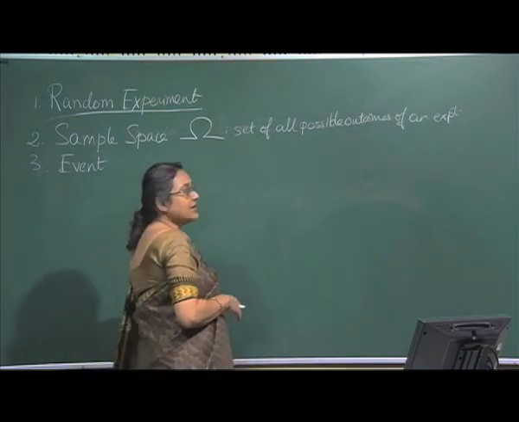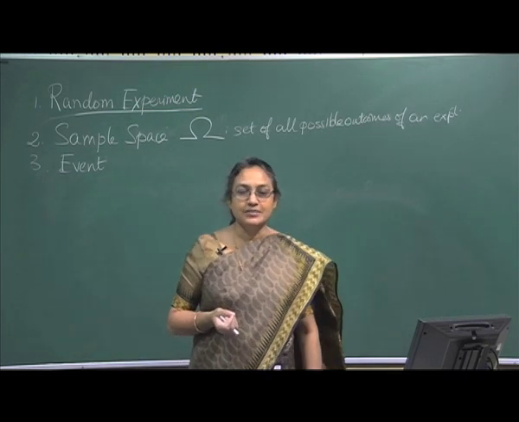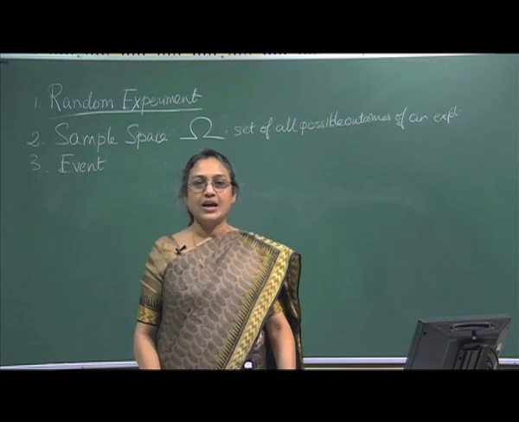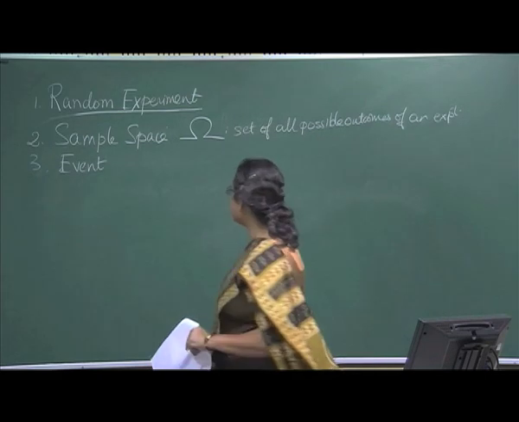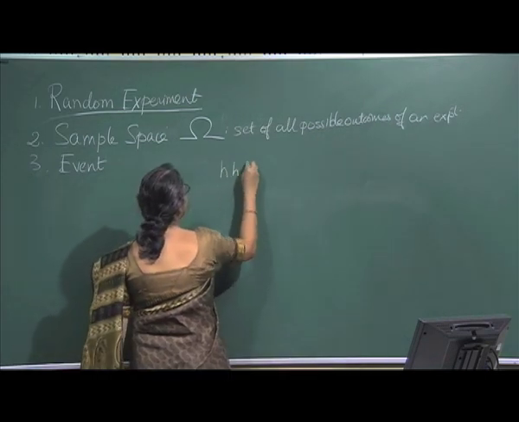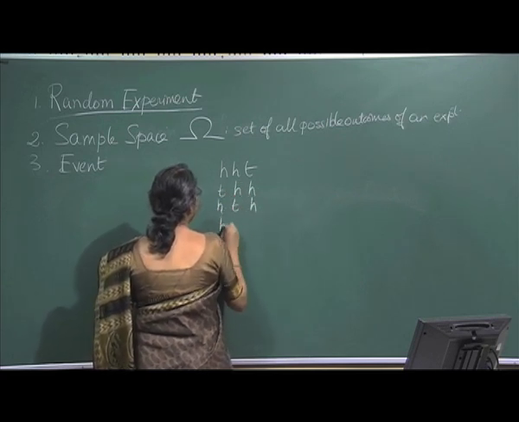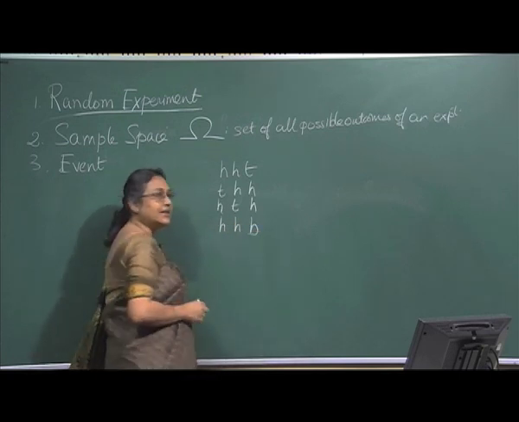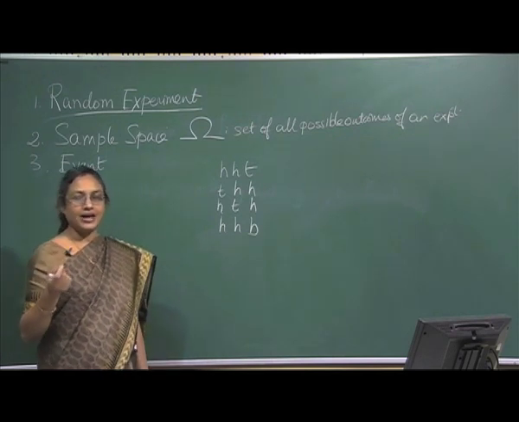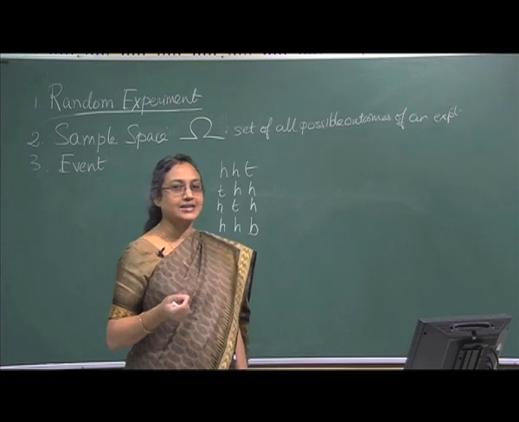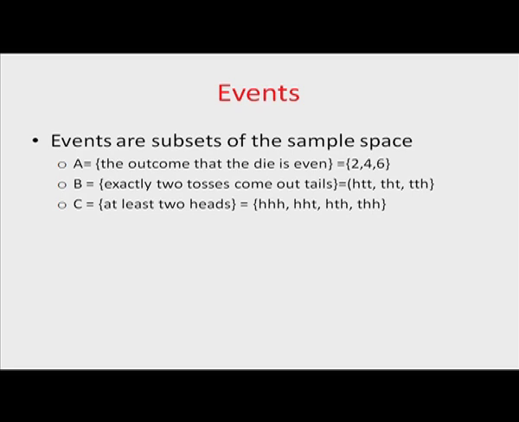You could toss 3 coins and find out. Define an event to be when there are at least 2 heads. So, the possible outcomes can be head, head, tail; tail, head, head; head, tail, head; head, head, head. Out of 8 possible outcomes, these 4 denote where at least 2 heads are there, and this defines an event. So, an event is a subset of the sample space.